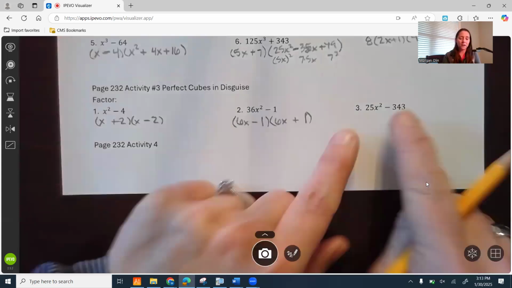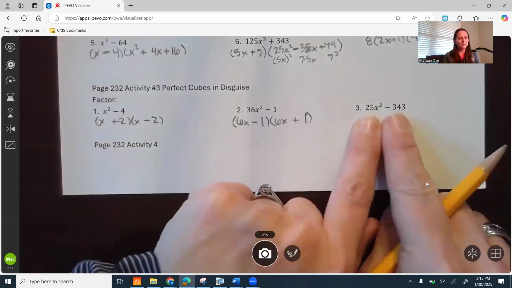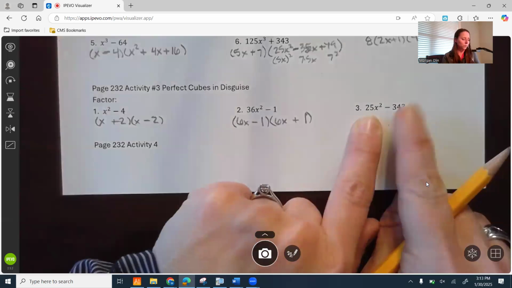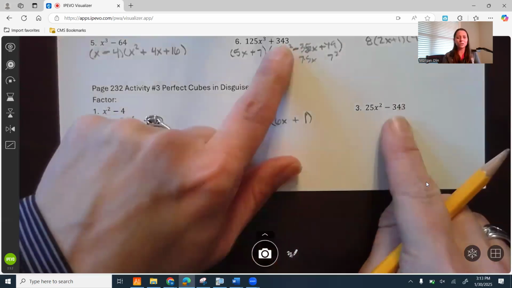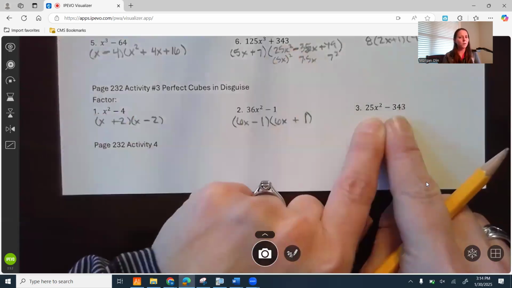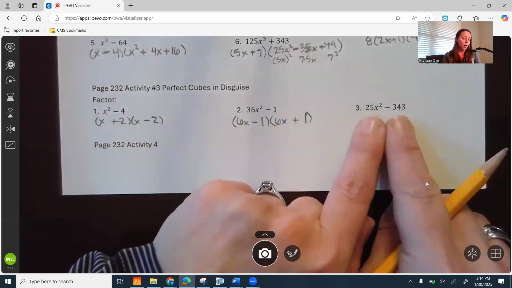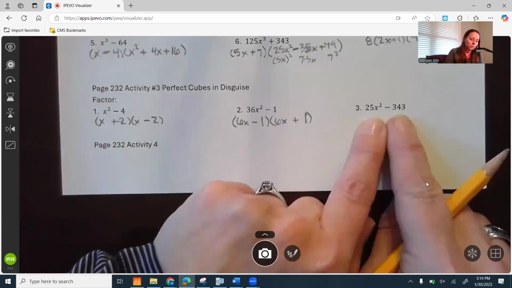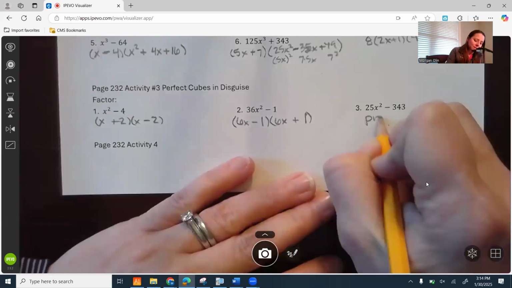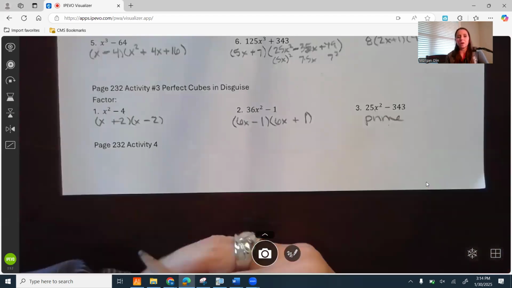But what about this right here? Well, what do you recognize? Well, we did 343 up here, and that was a perfect cube, but 25's a perfect square. You can't mix perfect squares and perfect cubes together. Also double check, does a GCF pull out? No. So this one's prime. This is not possible.